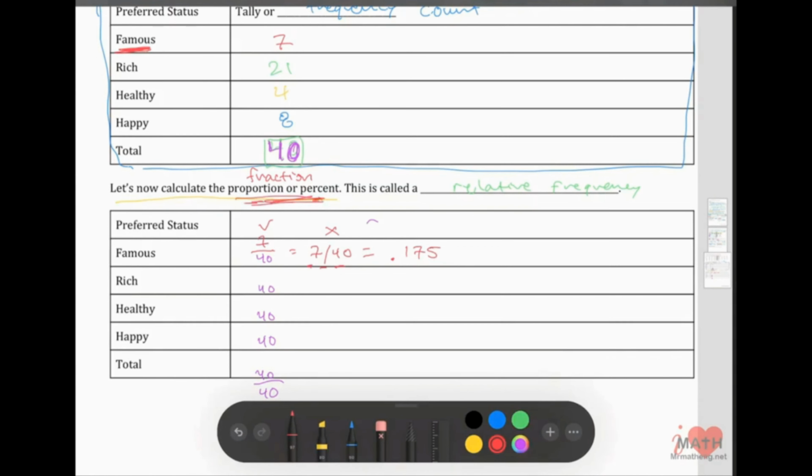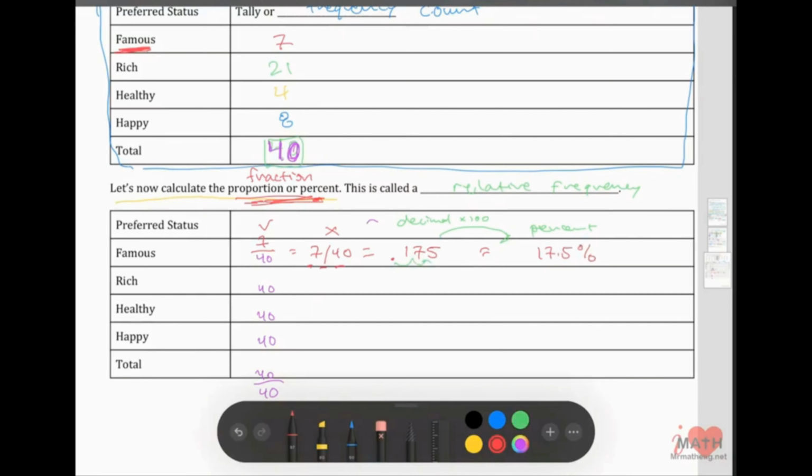So we go from fractions to decimals, and basically to get a percent you are taking the decimal and multiplying it by 100. You can put in your calculator times 100, or just don't touch your calculator. What this does is move the decimal place 2 places, and your answer is going to be 17.5%.